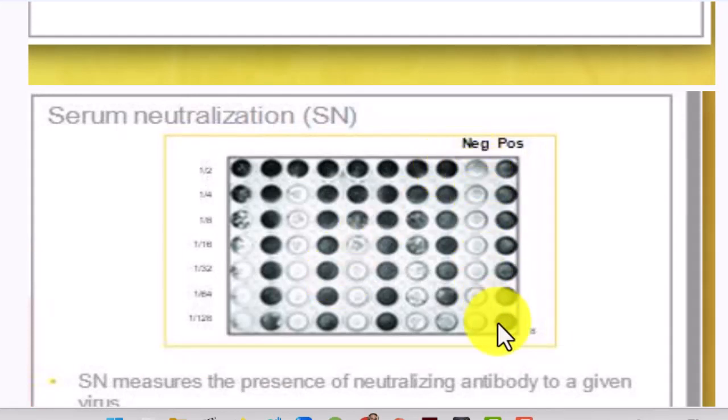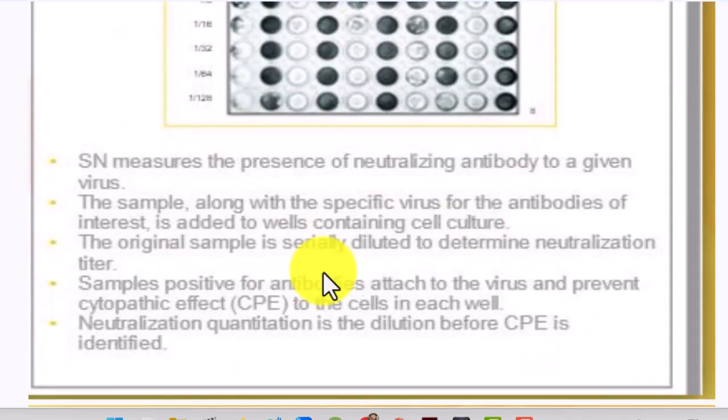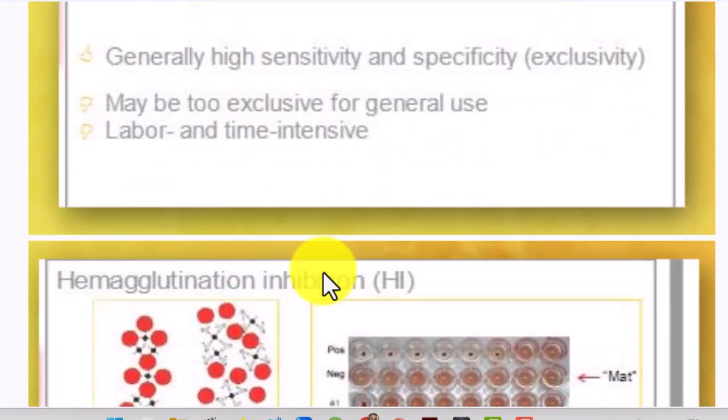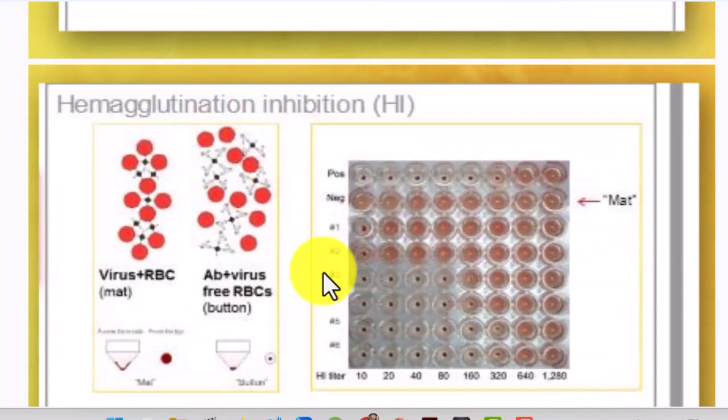Here the negative and positive control. Here the diluted sample. Serum neutralization measures the presence of neutralizing antibody to a given virus. Generally, high sensitivity and specificity, but may be too exclusive for general use, needs too much work and is time intensive.